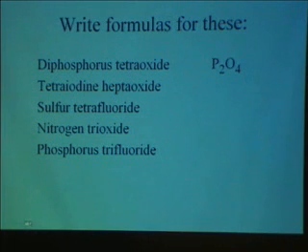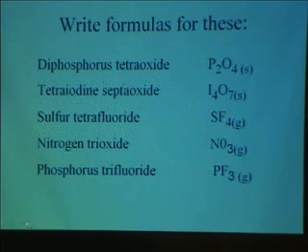This is the opposite case where I've given you the name and asked you to write the formula. Diphosphorus tetraoxide, so diphosphorus would be P2, tetraoxide O4. Tetraiodine, I4, heptaoxide O7. Sulfur tetrafluoride, SF4. Nitrogen trioxide, NO3. And phosphorus trifluoride is PF3.